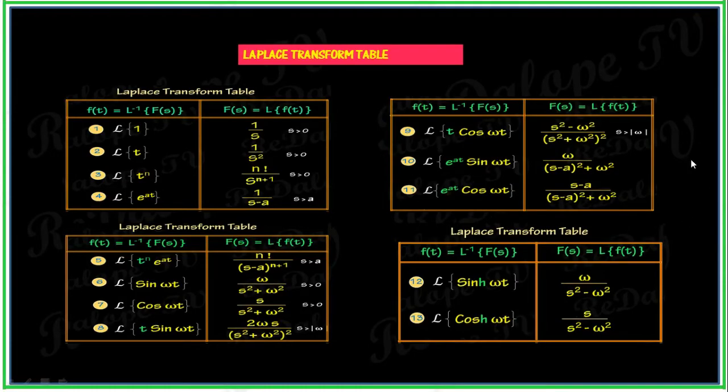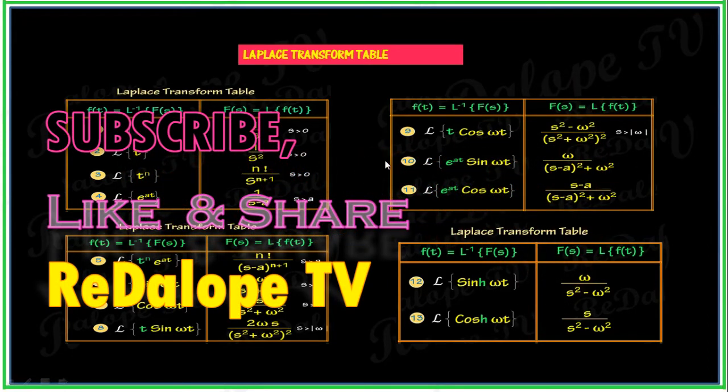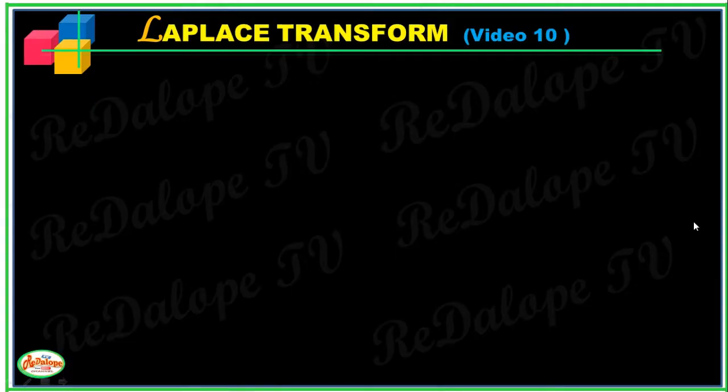We now have formula number 10 to illustrate evaluating Laplace transform problems, which is written as the Laplace of the product of e raised to at multiplied by sine omega t is equal to omega divided by the quantity of s minus a raised to square plus omega raised to square. Now let us have some problems to illustrate the application of formula number 10.